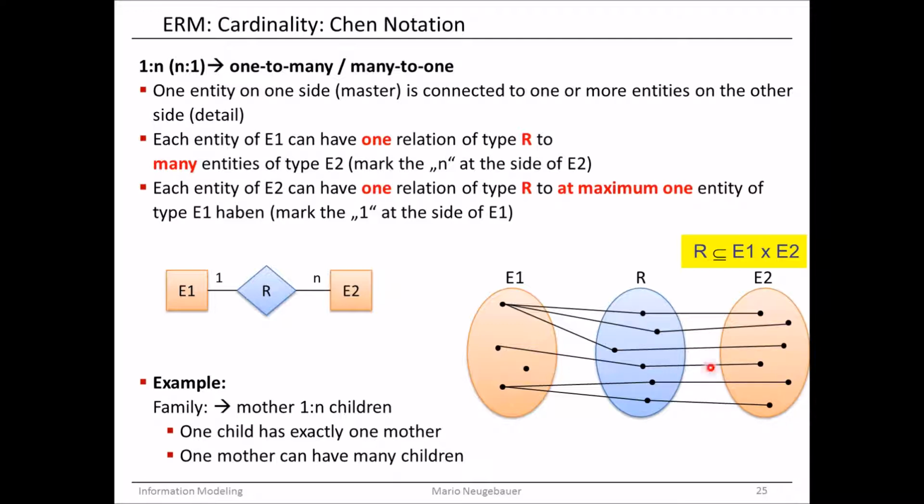And if you look onto the other connections here, then you see it's the same case for all the elements in E2. They have at maximum one connection to an element in E1. Here again, one connection to another element in E1. And the same for this one here.